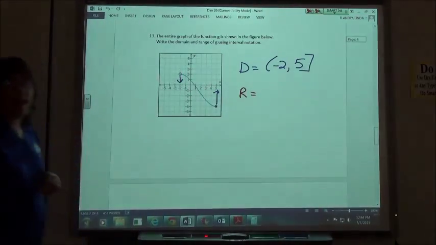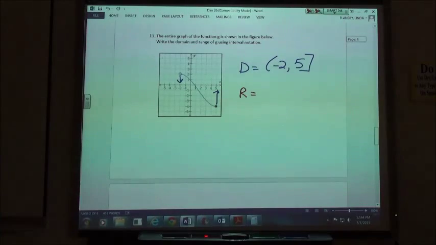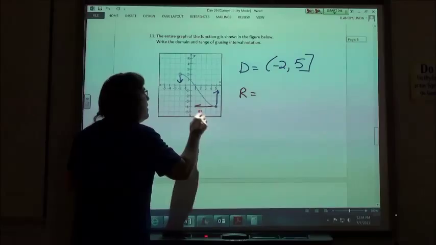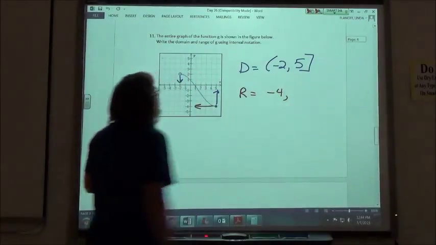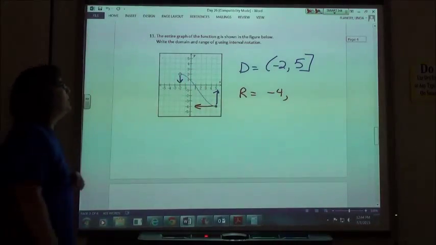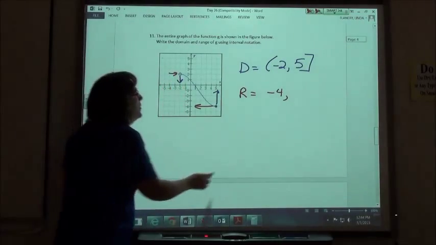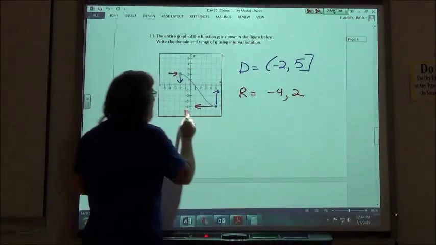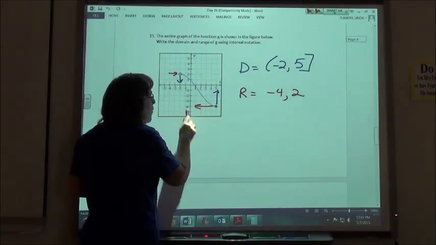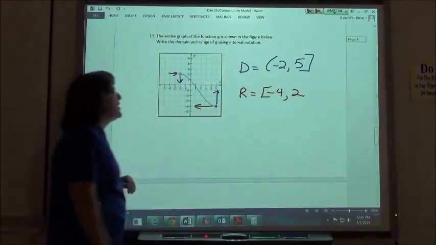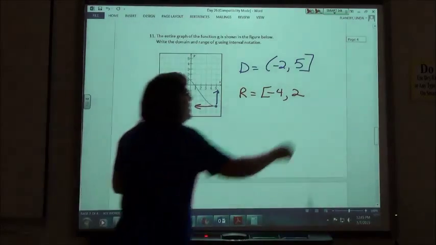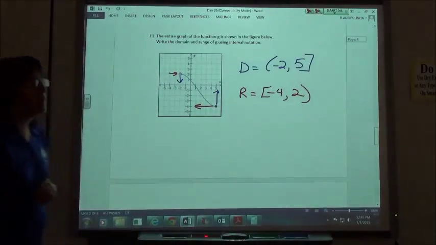Then we're going to do the range. So the y value of my lowest point is at -4. And the y value of my top point is at 2. Again, on here, this time the -4 has the filled in dot. We are touching it, so it has a bracket. The 2 has the open circle, so it has a parenthesis.